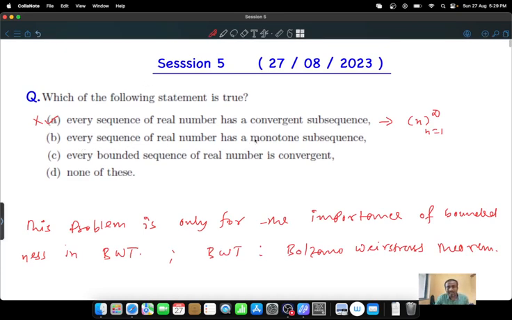Every sequence of real numbers has a monotone subsequence. Okay, so this is going to be true, but why? Let me just quickly recall. Every bounded sequence of real numbers is convergent. Obviously that is not true. Take (−1)^n, n belongs to N. It is a bounded and oscillatory sequence, so it does not converge.